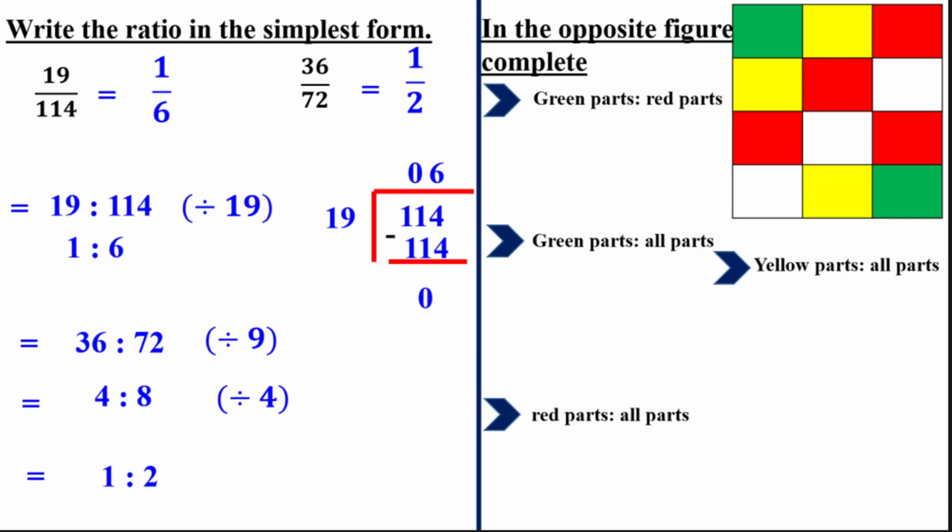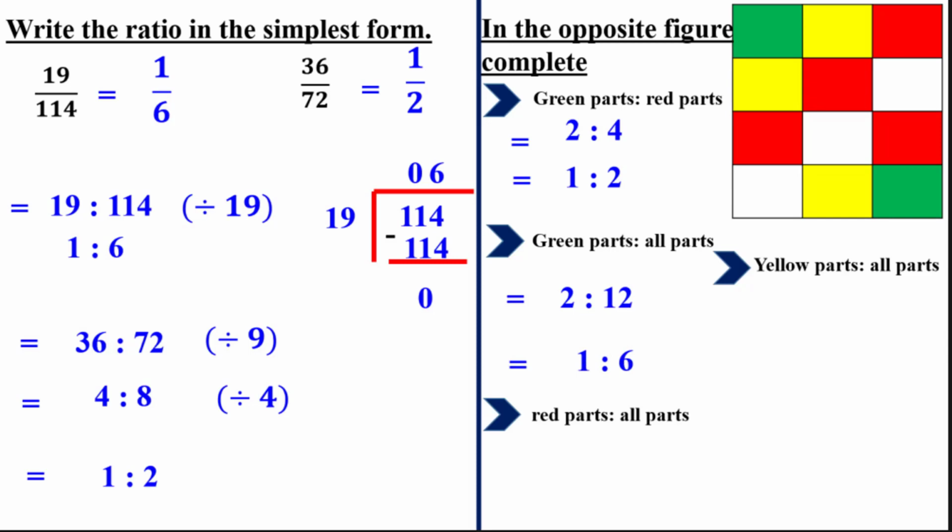If we have a colored shape here, and he said complete, green parts to red parts. How many parts are green? 2. How many equal parts are red? 4. You can count it. It will be 2 to 4. In the simplest form, 1 to 2. Green parts to all parts. How many all parts? It will be 12. You can count it. Green parts are 2 to 12, dividing by 2. It will be 1 to 6.